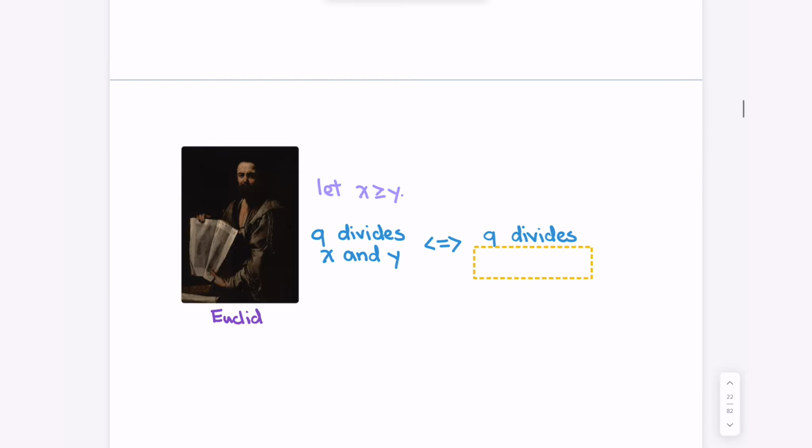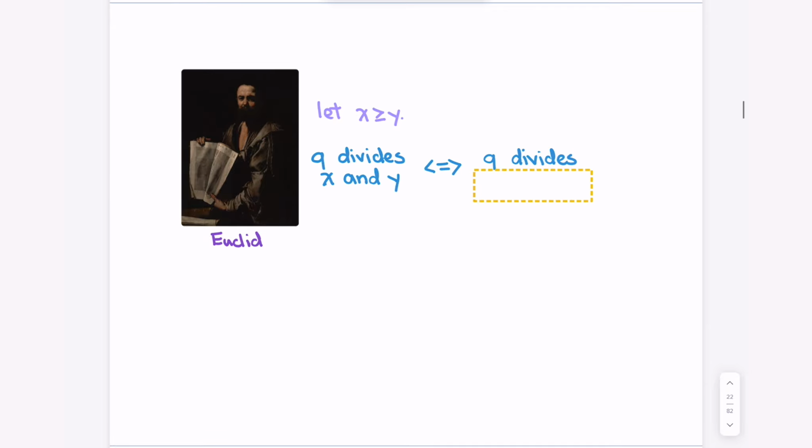So apparently this goes back to Euclid. So let's say that x is always bigger than y. Then some number q divides x and y if and only if it divides y and x minus y. Right? If q divides y, then subtracting y is okay. I wanted to make sure x is greater than or equal to y so that everything remains non-negative.